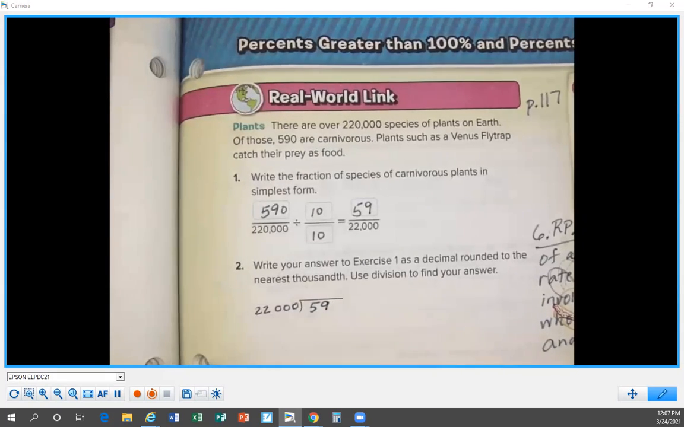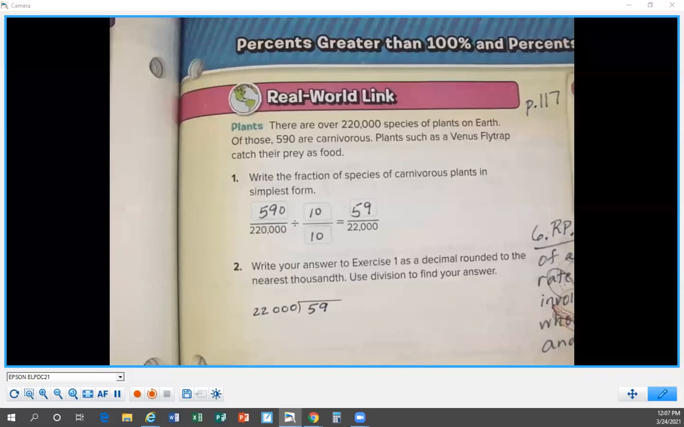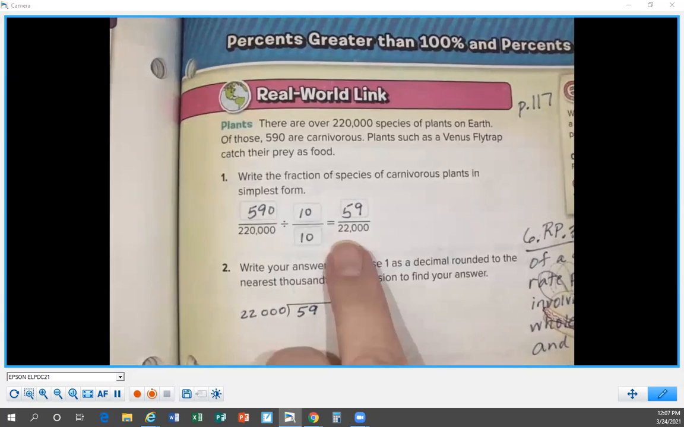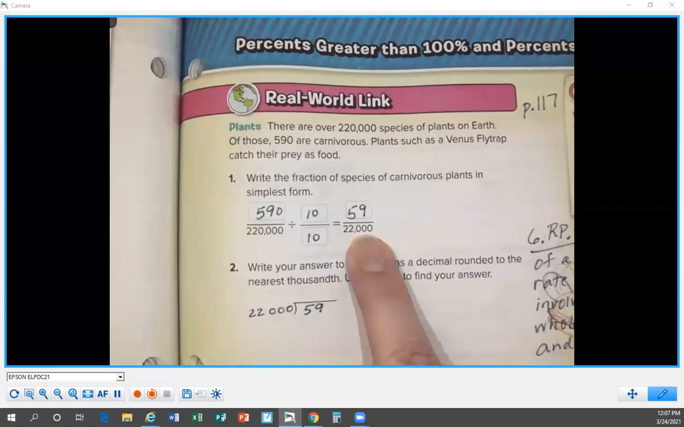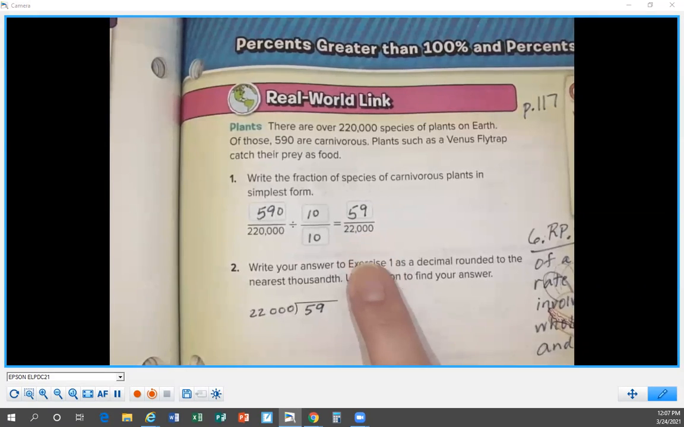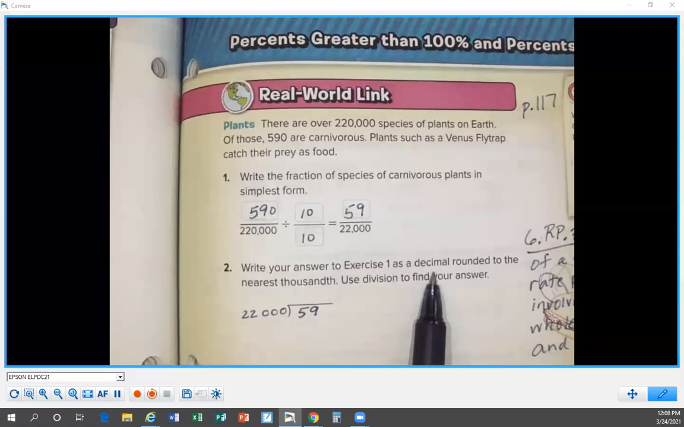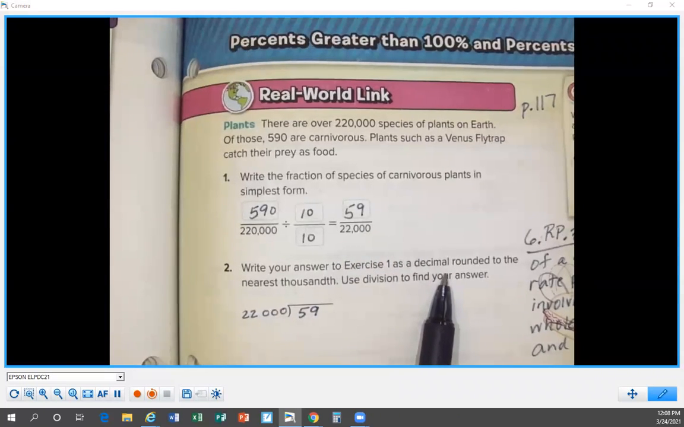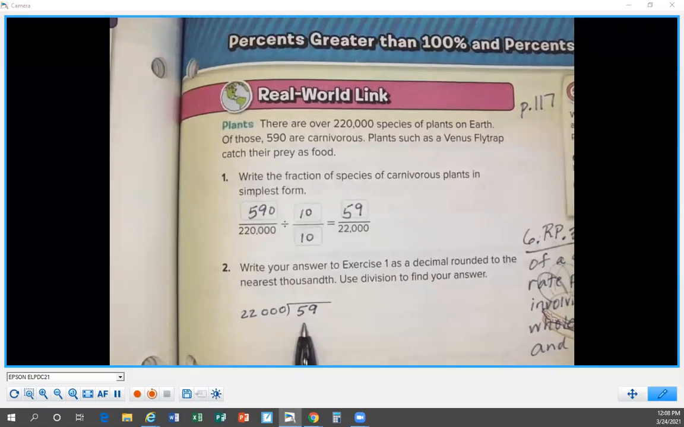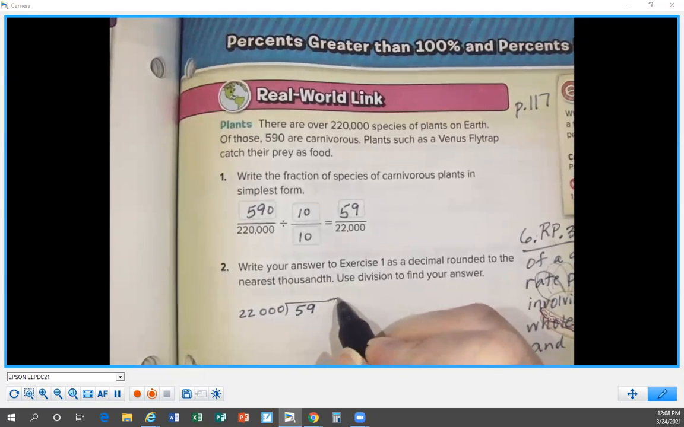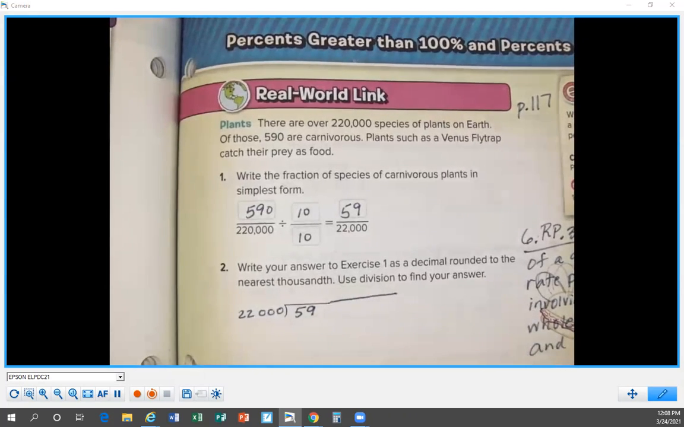Okay, so 59 is a pretty small number, and 22,000 is obviously much bigger, because most plants do not eat living things. So the majority of plants are not carnivorous. So we know the decimal is going to be a small number. A very small portion of plants are carnivorous plants. So 59 divided by 22,000. We know we're going to need to annex some zeros because 22,000 is bigger than 59.